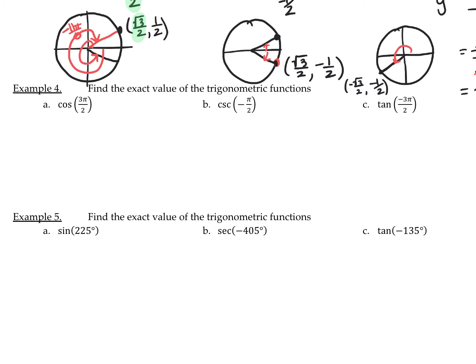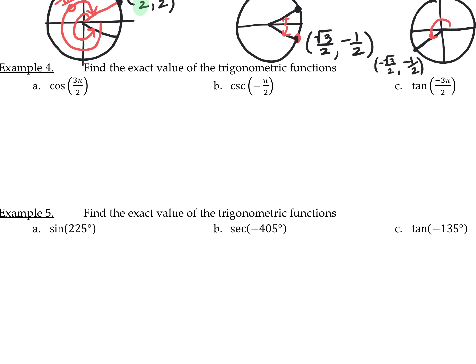Okay, we're going to do some quadrantal angles next. Now the quadrantal angles can be kind of tricky because there aren't actually triangles. So 3 pi over 2, I look on my unit circle and I find 3 pi over 2 right here. And the coordinates are 0 and negative 1. The cosine ratio is the x-coordinate, and the x-coordinate of this point is just 0.